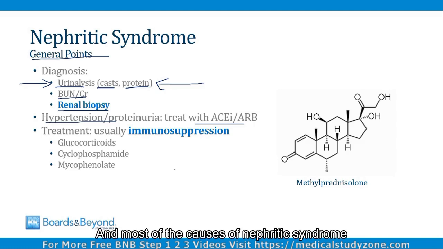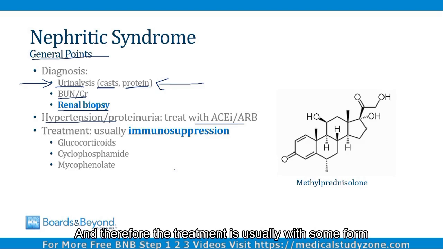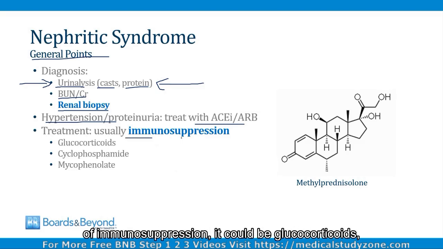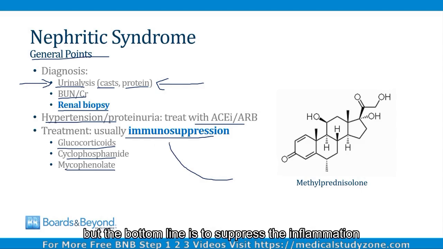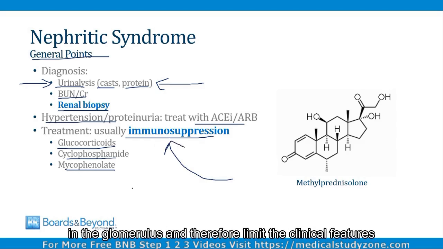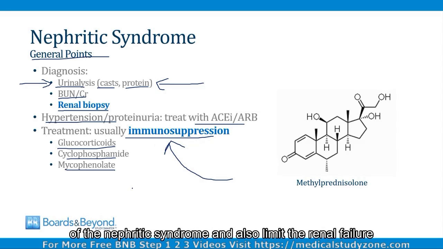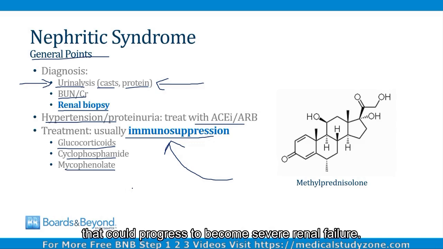And most of the causes of nephritic syndrome are inflammatory disorders. That's why it's called nephritis, meaning inflammation of the nephrons. And therefore the treatment is usually with some form of immunosuppression. It could be glucocorticoids, it could be cyclophosphamide, it could be mycophenolate. But the bottom line is to suppress the inflammation in the glomerulus, and therefore limit the clinical features of the nephritic syndrome and also limit the renal failure that could progress to become severe renal failure.